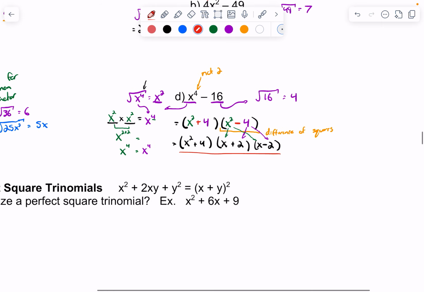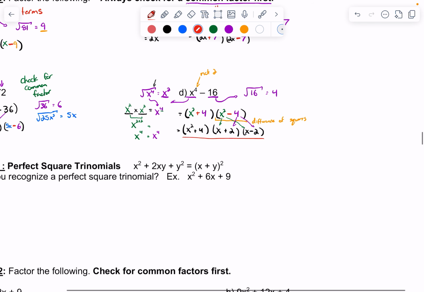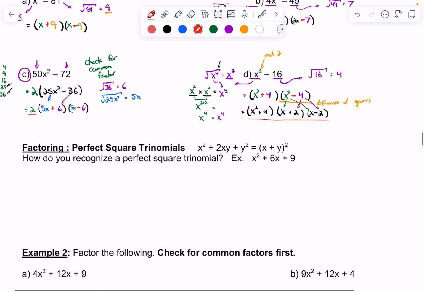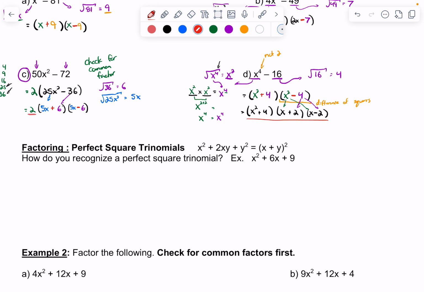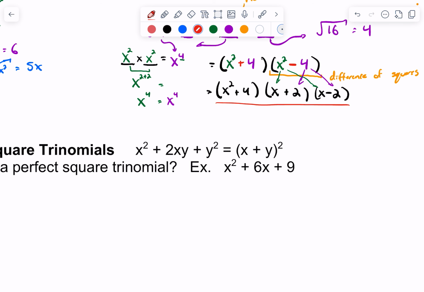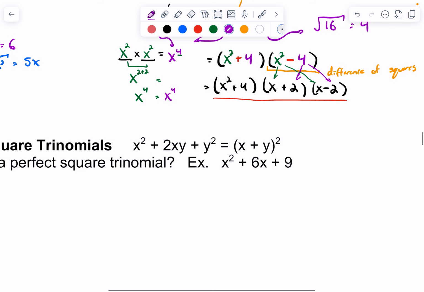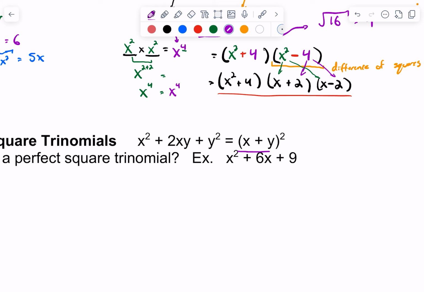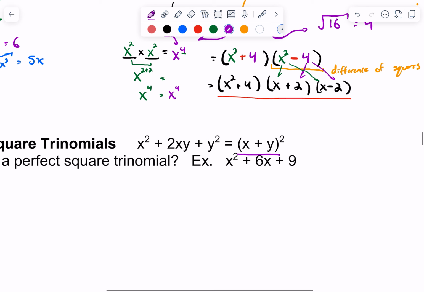Okay, so we've seen difference of squares, and now we're going to be looking at something called perfect square trinomial. All right, and this is where the final product, or the final answer, is going to be a bracket that looks like this. And recall what this is.